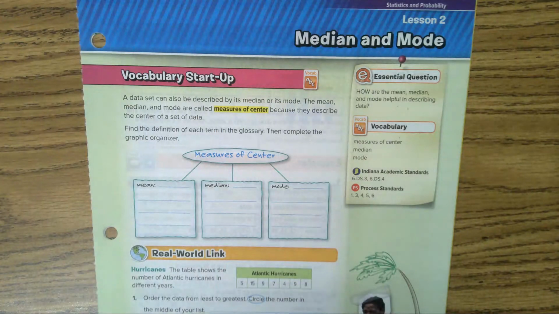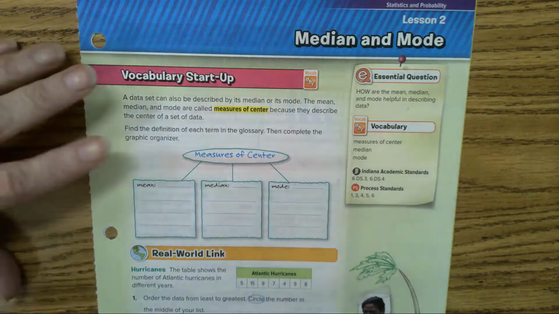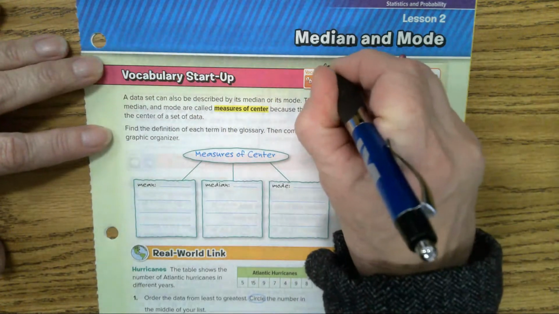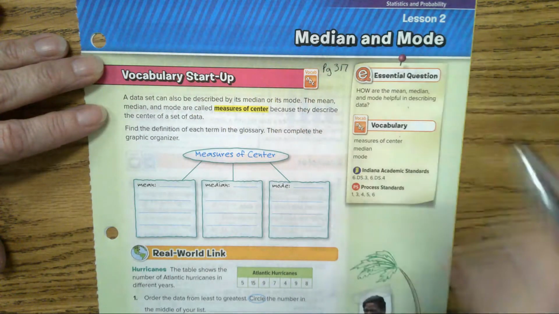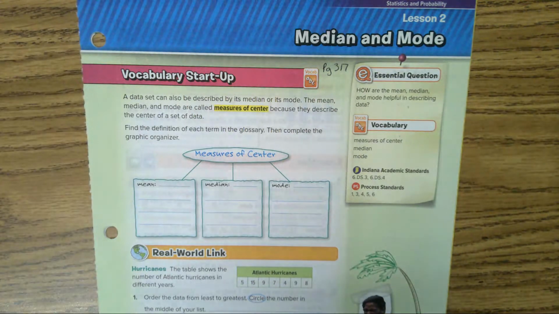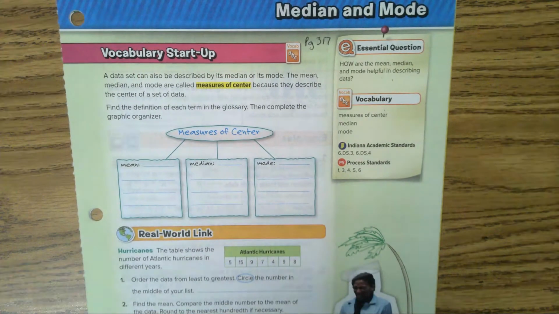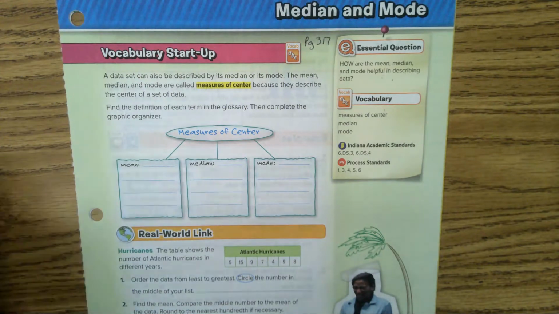This is Mrs. Robertson, and today we are going to do Lesson 2, Median and Mode from Chapter 11, located on page 317. Yesterday we had a wonderful time doing mean, and today we're going to add the other two M words, median and mode. All right, so measures of center. What does the word mean, median, and mode represent?